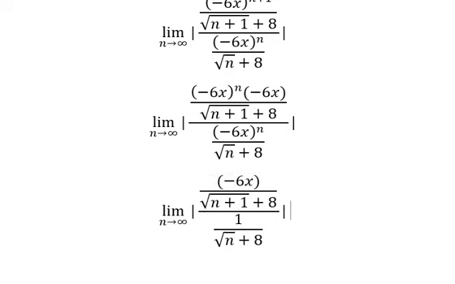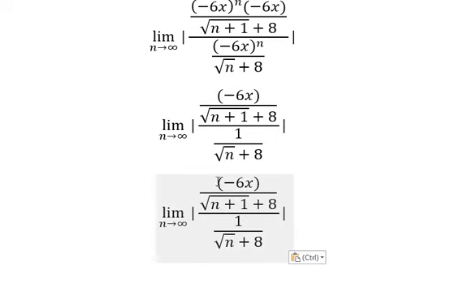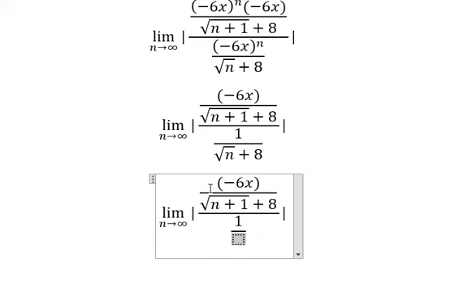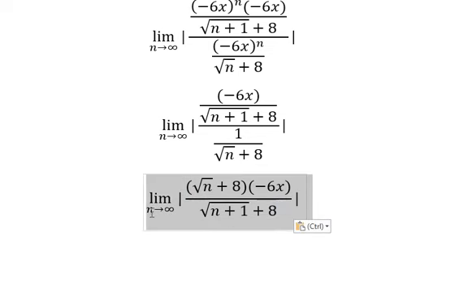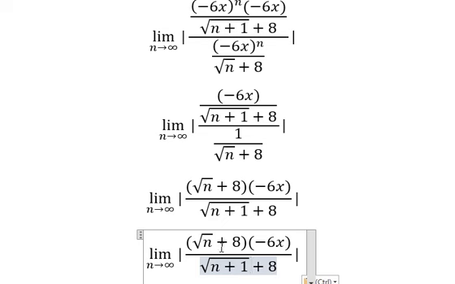Now we need to arrange. So we put this one to the numerator from here, and you will get it like this. Next, we divide by the square root of n on the numerator and denominator.